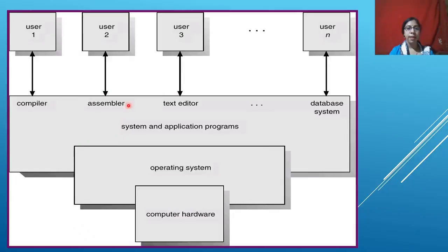In this diagram you can see the user requests information with the help of the system and application programs to the operating system. The operating system interacts with the computer hardware and fetches it from the computer hardware, and the operating system responds back with the help of the system and application programs to the user.